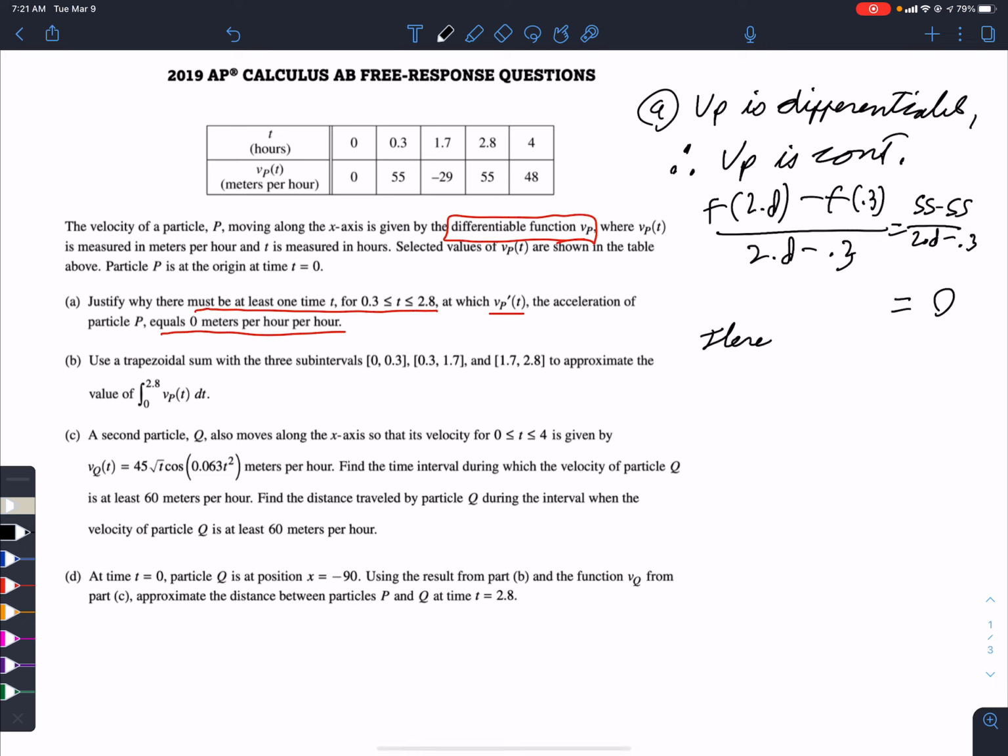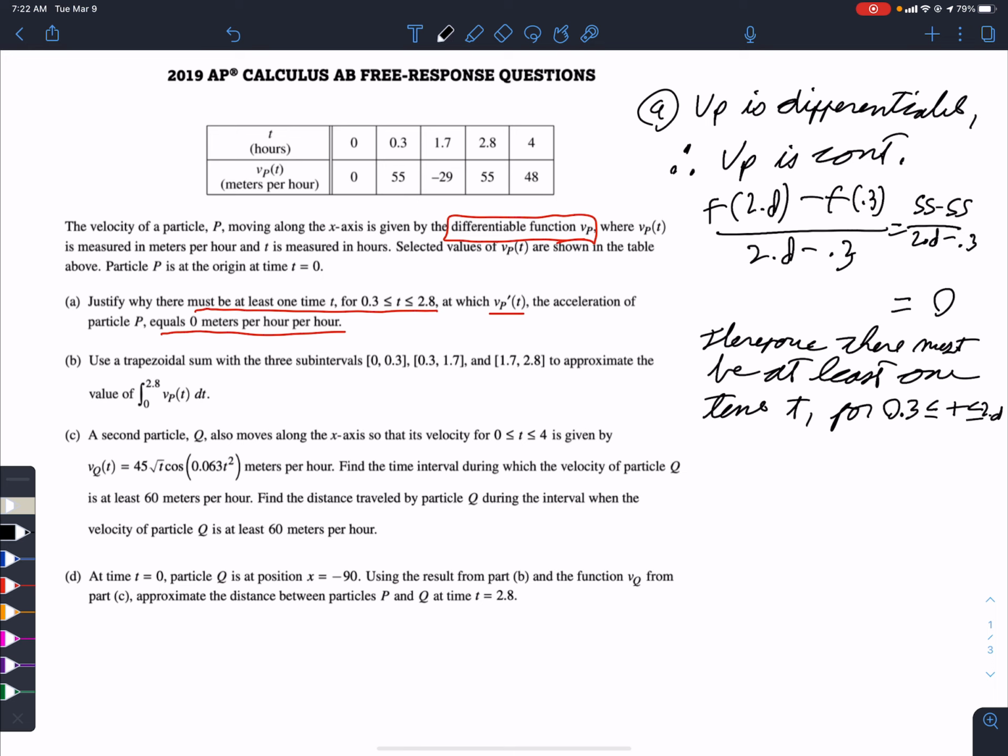And so my conclusion: therefore, there must be at least one time t, for t between 0.3 and 2.8, where v prime of p equals 0.